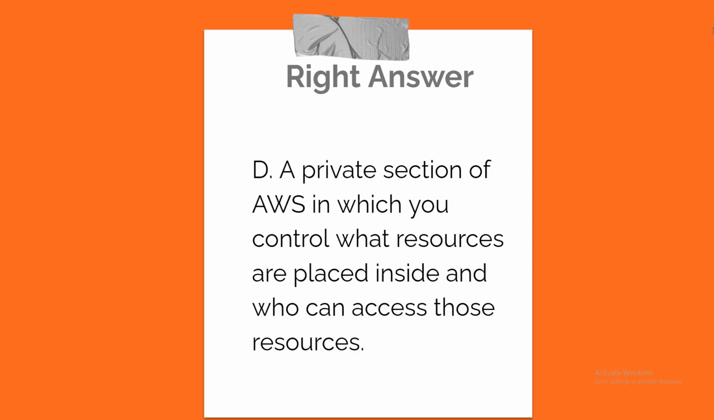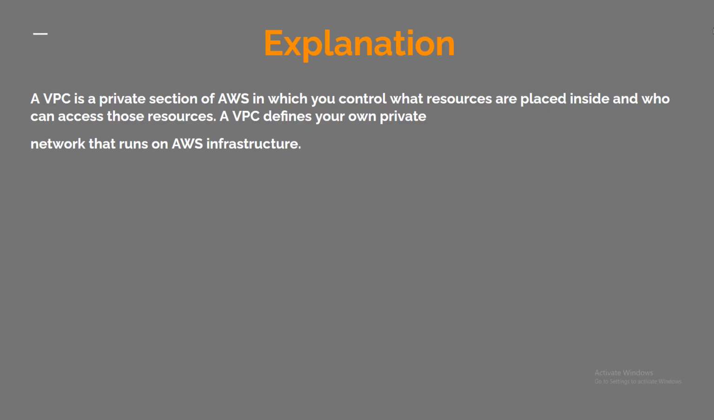A private section of AWS in which you control what resources are placed inside and who can access those resources. Explanation. A VPC is a private section of AWS in which you control what resources are placed inside and who can access those resources. A VPC defines your own private network that runs on AWS infrastructure.